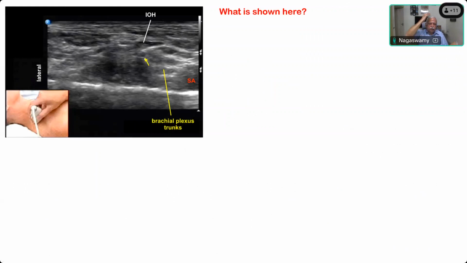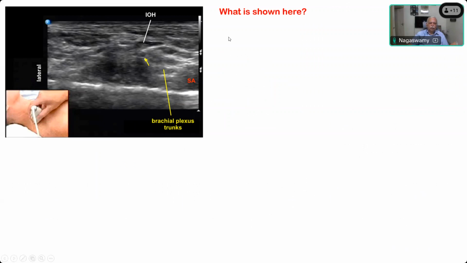Now, what is shown in this picture? This is a continuation of the same question. In this picture, in the inset, you can see where the probe is; this is the jaw, this is the shoulder. So this is from the front. So what are they trying to do? Supraclavicular. I told you this is a continuation of the same question from the earlier slide.